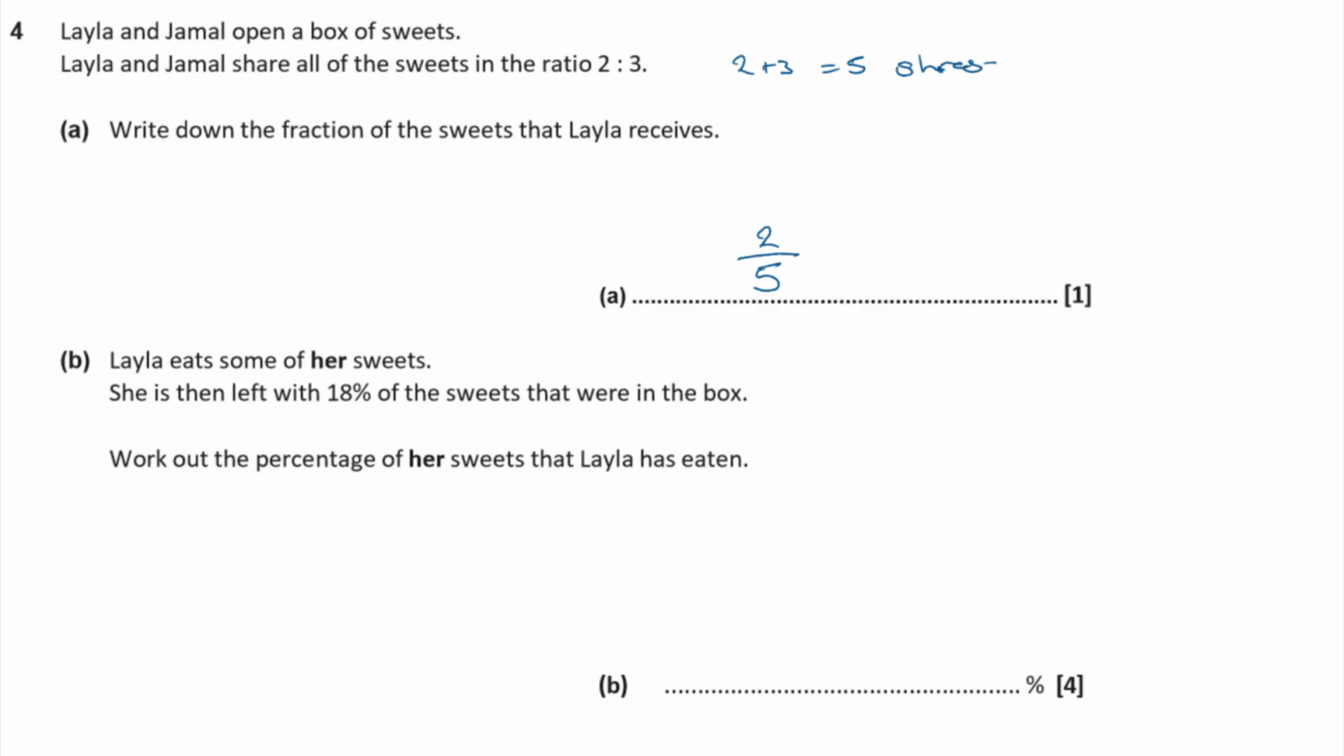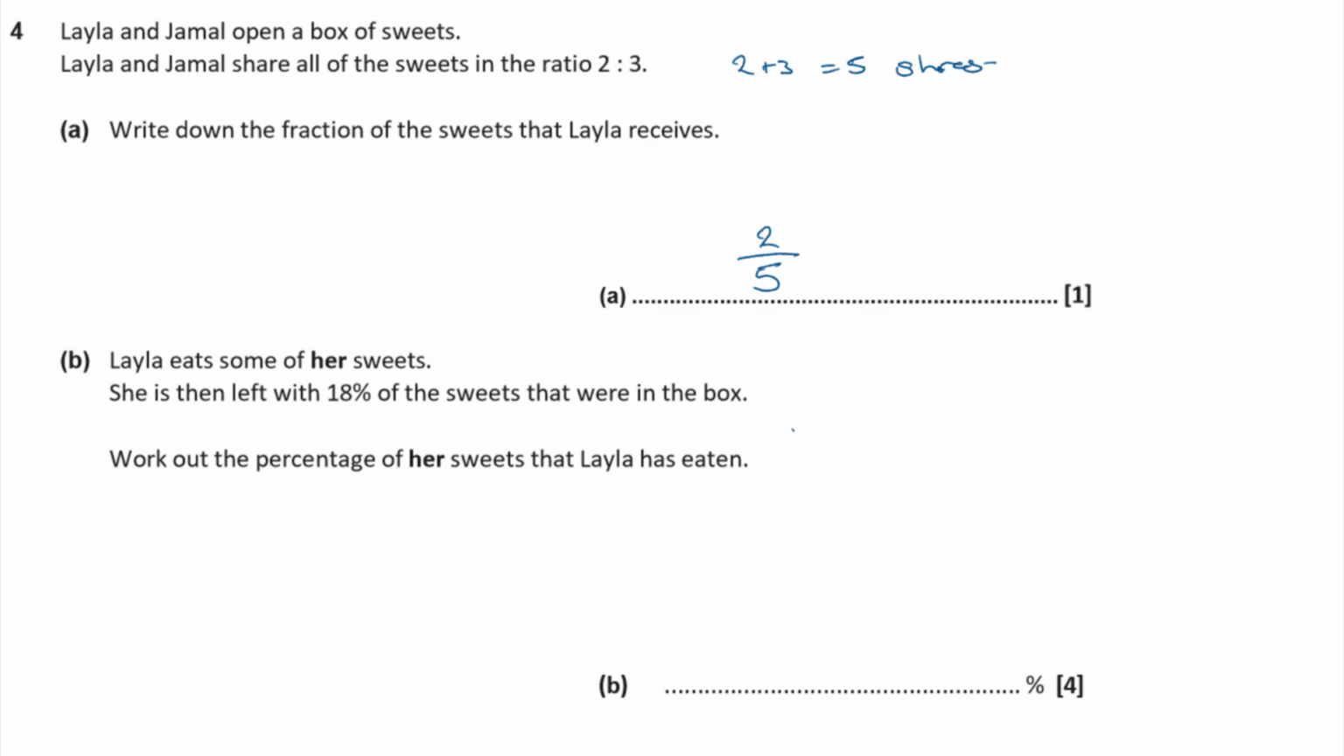Now, part B says Layla eats some of her sweets. She is then left with 18% of the sweets that were in the box. Work out the percentage of her sweets that Layla has eaten. Now, these questions where they don't actually tell you the total, they do throw students a little bit. Now, there's no evidence anywhere in here of how many sweets are in the box. And so you just have to kind of assign it a value.